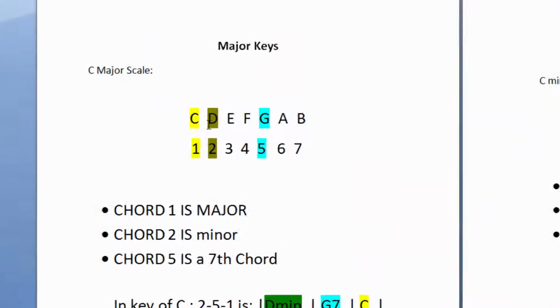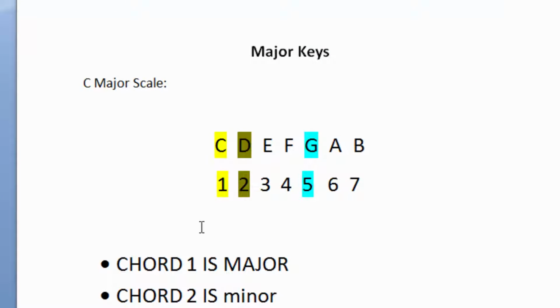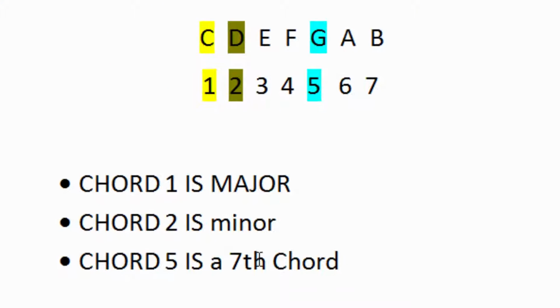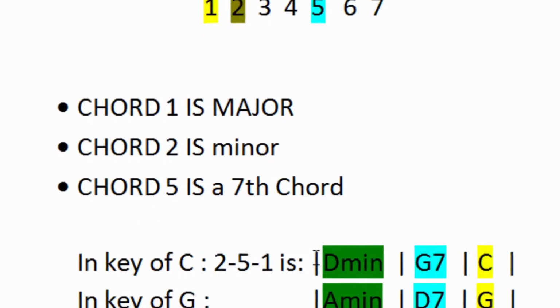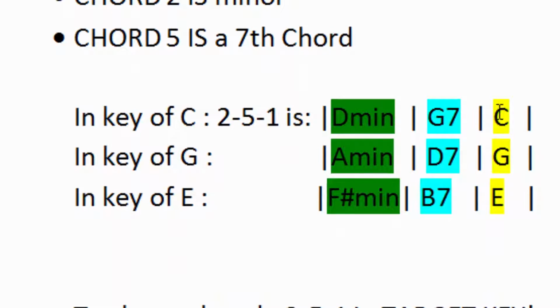So this is last week's sheet with the C major scale and the major 2-5-1, with the 1 chord being major, the 2 chord being minor, and the fifth chord, chord 5, being a 7th chord. It's a dominant 7th chord. So in the key of C, that's D minor, G7, C.